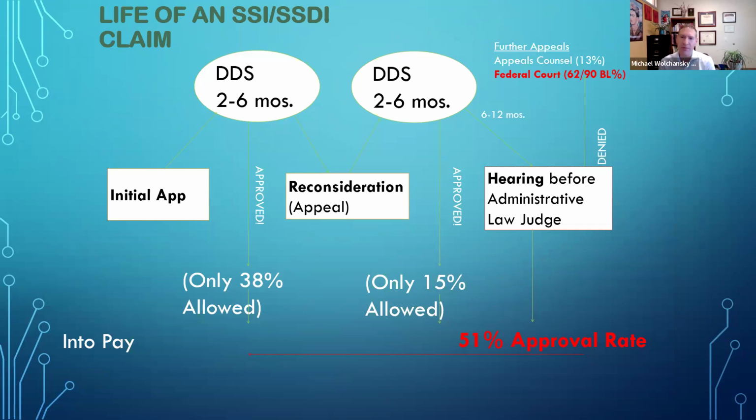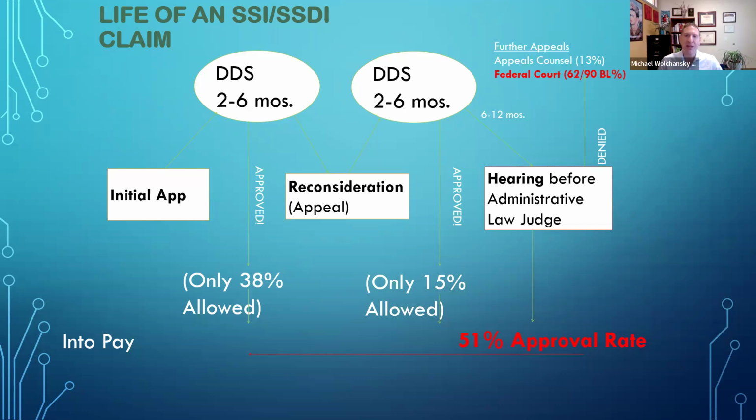So I think this is probably from 2022. But you can see that at the left hand of the screen, we start with the initial application, goes to DDS, depending on how easy the case is, how long it takes them to request records. Development could take 2 to 6 months.